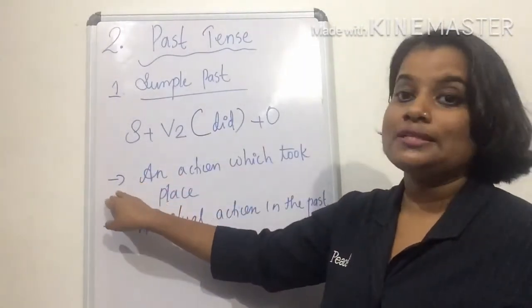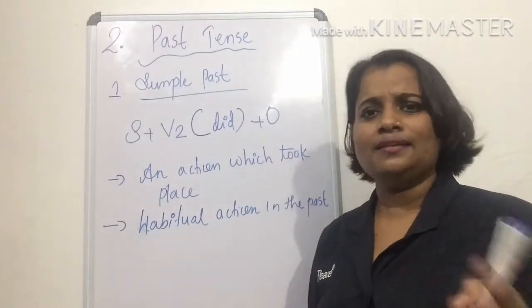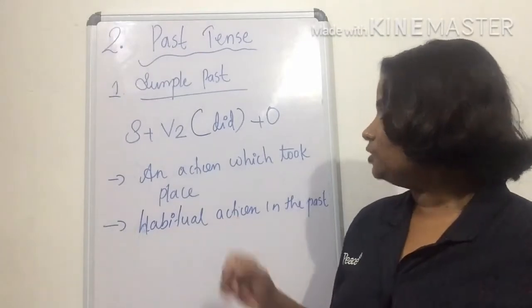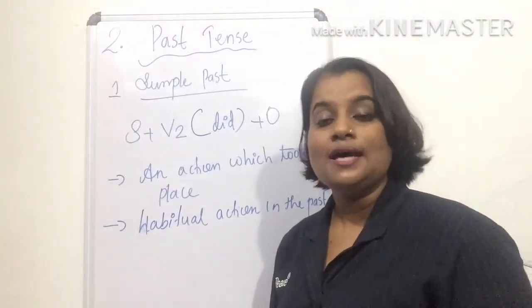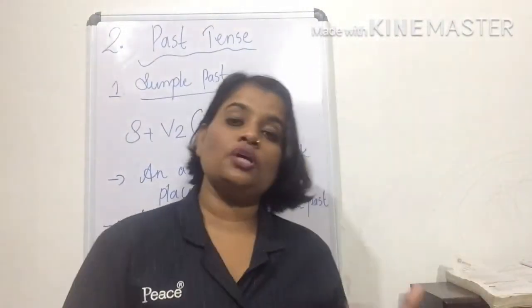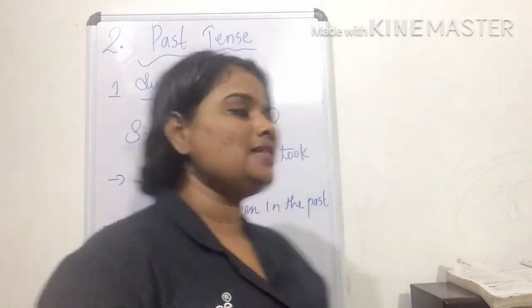So what are the uses? Let us check. An action which took place, obviously the action which happened yesterday. Next one is habitual action in the past. You can express habitual action in the past. Also you can express the action which happened or took place. I'll give you the example.